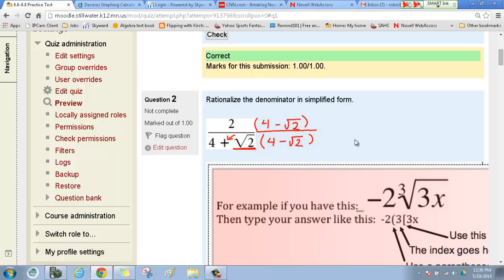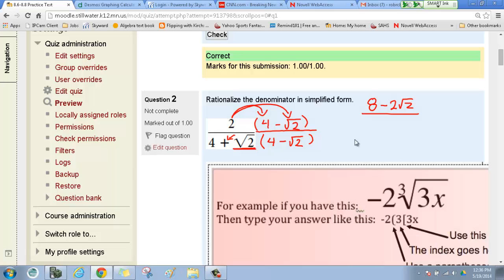Now that we have that, let's start with our top. Multiplying the 2 times 4 is just 8. And then 2 times the negative square root of 2 is minus 2 square root of 2. We're not taking 2 times 2 to get the square root of 4; it's 2 times the square root of 2. So that's what our top is.